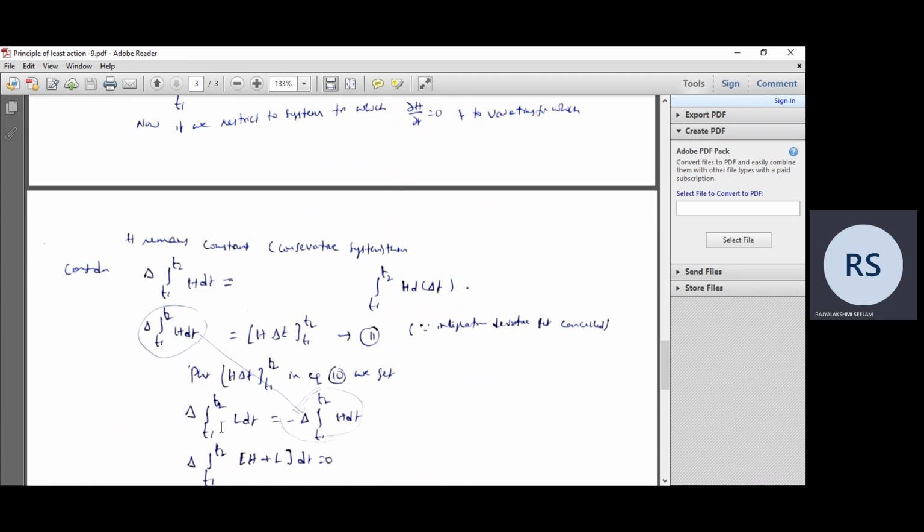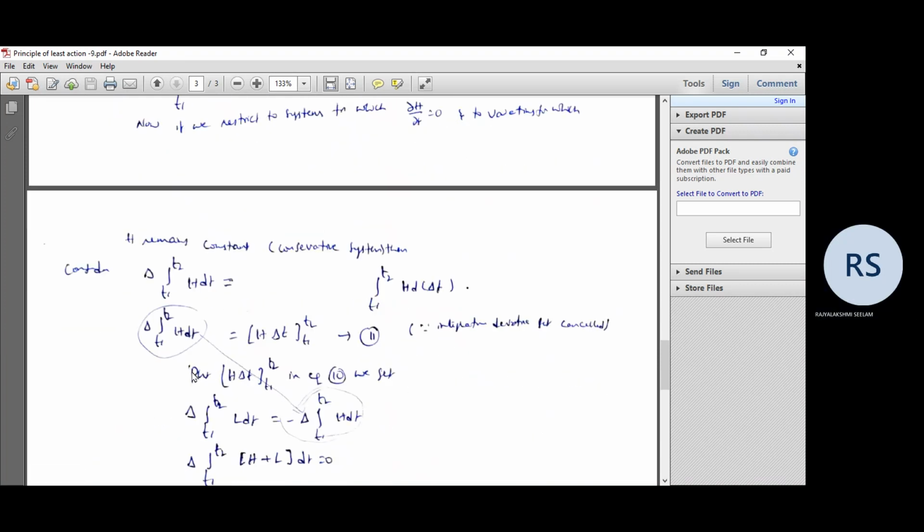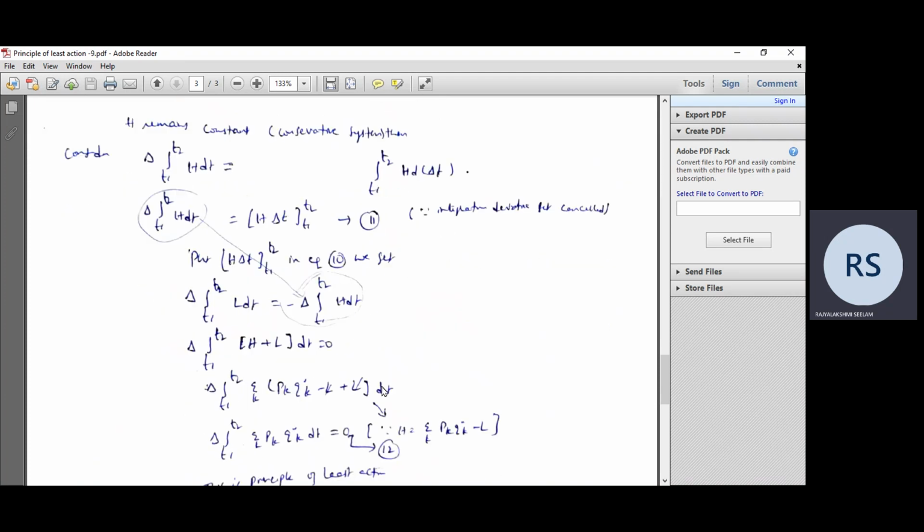So delta integration t1 to t2 l dt equals to, we are replacing h delta t t1 to t2 in equation number 10 with this term. So delta integration t1 to t2 l dt equals minus delta integration t1 to t2 h dt. We are bringing this one to the LHS. So h plus l, taking dt common, equals 0. So delta integration t1 to t2 h plus l dt equals 0.